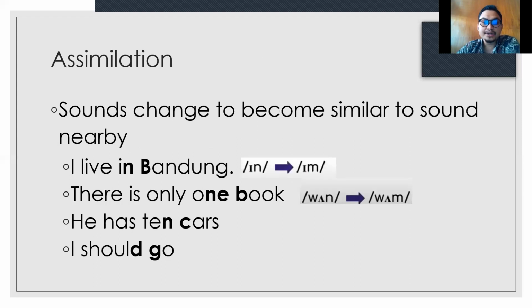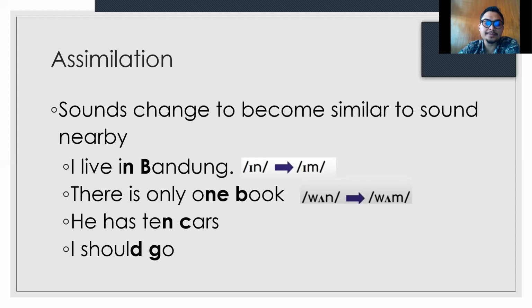All right, friends. The first one is assimilation. Assimilation is sounds change. Sounds change right here is when the sound at the end of a word is changed by the next sound after the word. For example, we have "I live in Bandung." The last sound of the word "in" is n, and the next sound in the next word is B, Bandung.